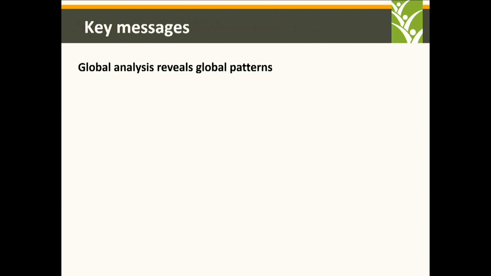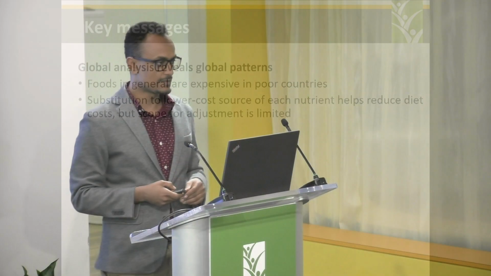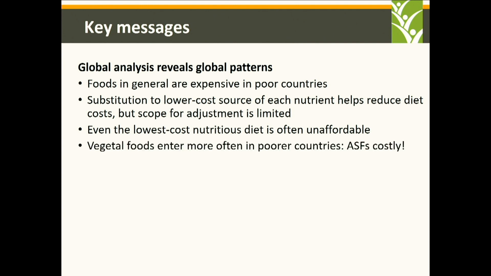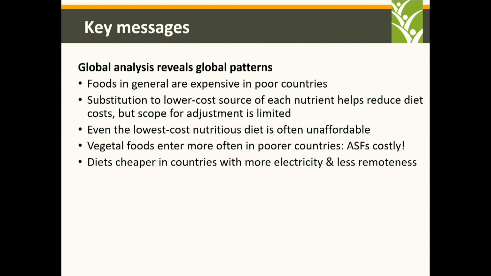So what's the key message here? The very general finding is that food is really expensive in poor countries. And substitutions to lower cost sources of each nutrient help to reduce the diet cost, especially in low-income settings. But this has very limited scope because very nutrient-rich food items are very expensive in low-income countries. So there is very limited scope for making those substitutions. And even the lowest cost nutritious diet, the cost of meeting calorie needs, is often unaffordable. Vegetable foods enter more often in poor countries, but animal source foods are very costly.